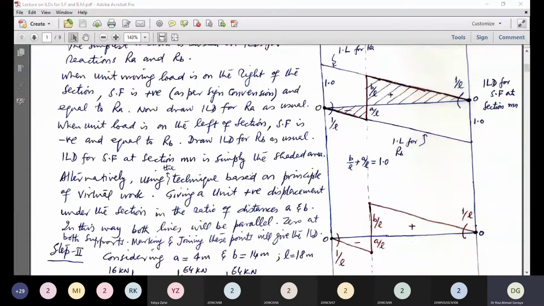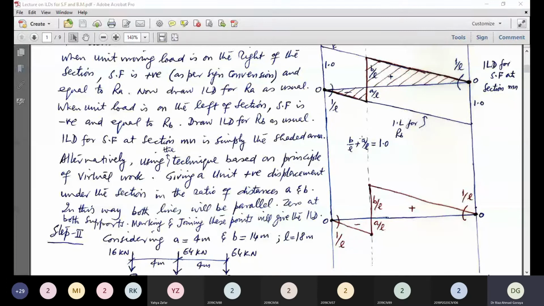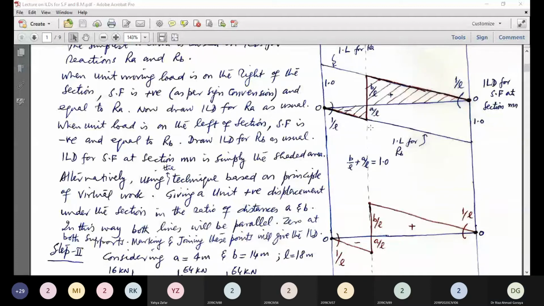Alternatively, using the technique based on the principle of virtual work, give a unit positive displacement under the section. The total is 1, but how much for each portion? In the ratio of distances a and b. So this will be b over L and this is a over L. Total has to be 1. So 0 at the supports. Now marking these points and joining them, the resulting shape is shown by this shaded area in red color.